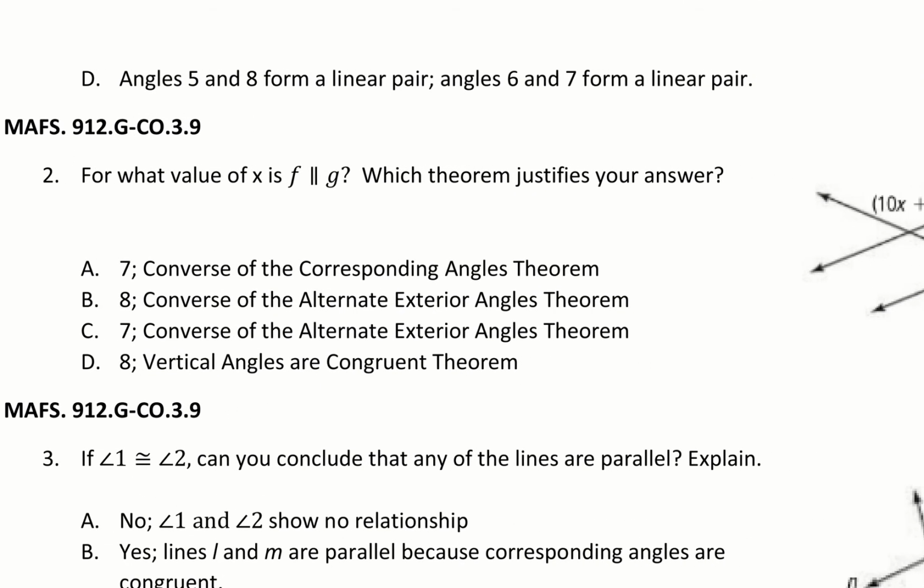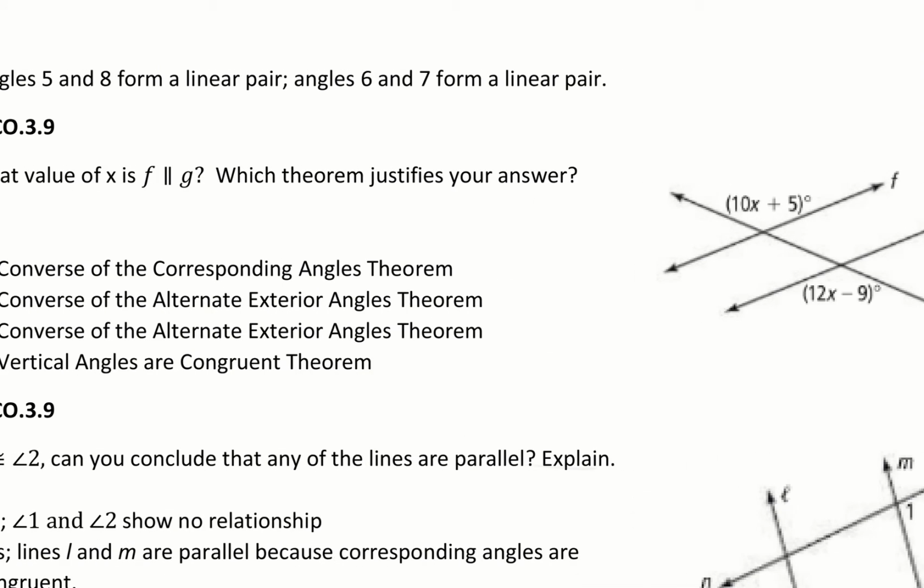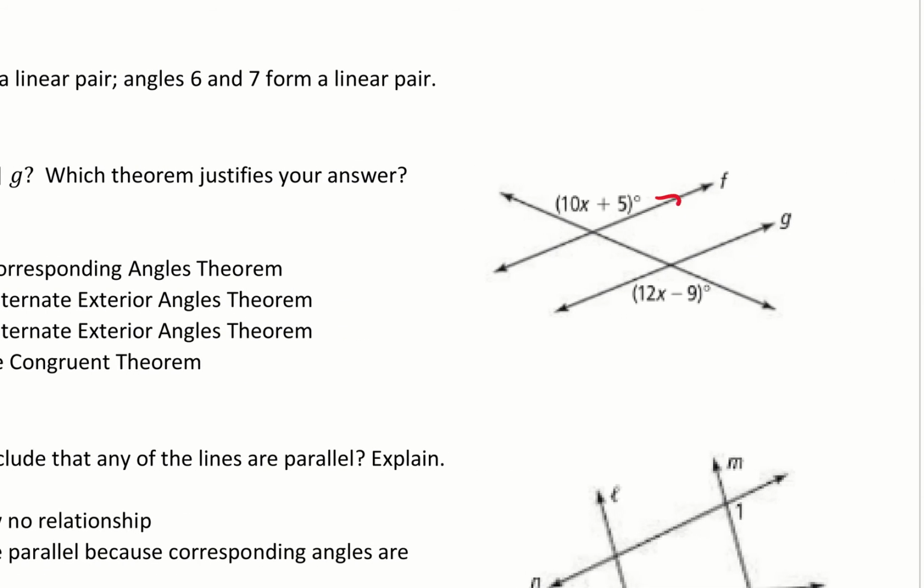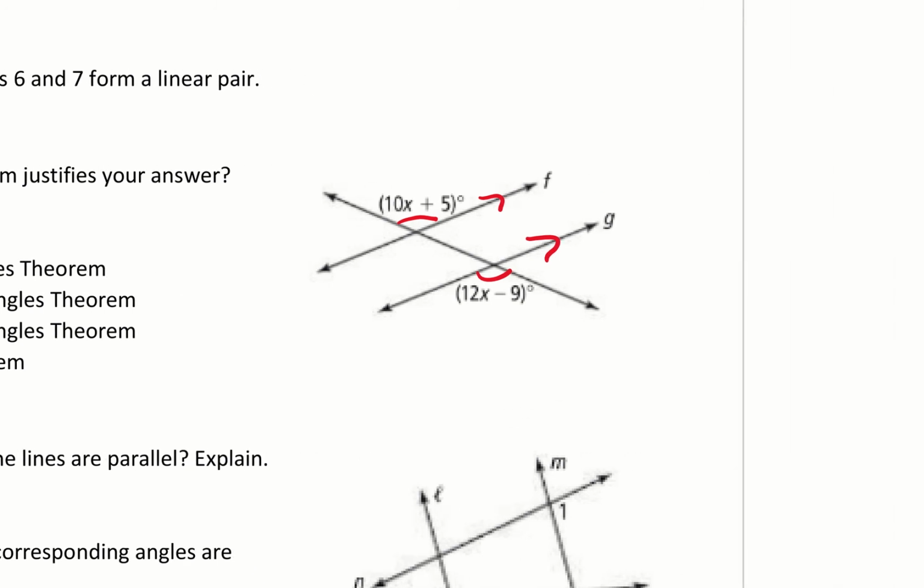All right, next one. For what value of x is f parallel to g? Which theorem justifies your answer? Here we want f to be parallel to g. That would mean that these two angles, which are alternate exterior angles because they're on the outside and they switch sides, are equal. Alternate exterior angles are always equal for lines that are parallel. If you think about it, this is an obtuse angle and this is also an obtuse angle, so they have to be the same if these lines are parallel. So these are equal to each other.